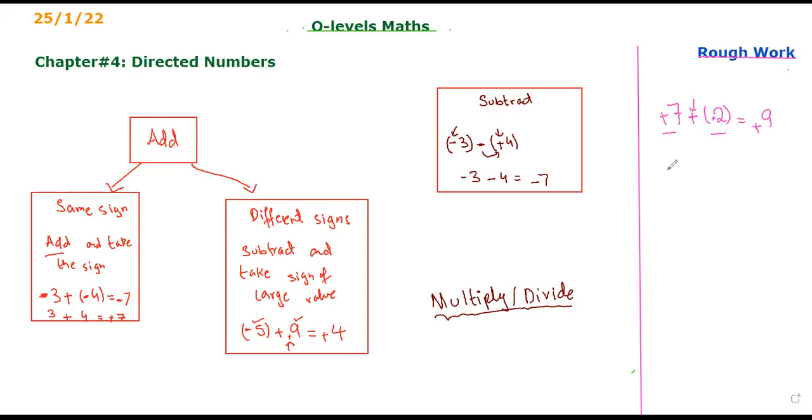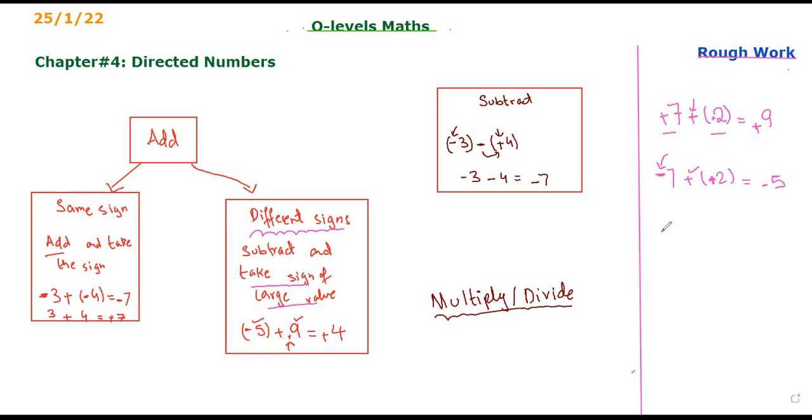Let's say if we had -7 plus 2. Now again we are adding it. One number has a minus sign, one has a plus sign. We can't add it. We have to subtract it because of different signs. So the answer would be 5. And what about the sign? Take the sign of the large value. 7 is the large value, so we will have -5, right?